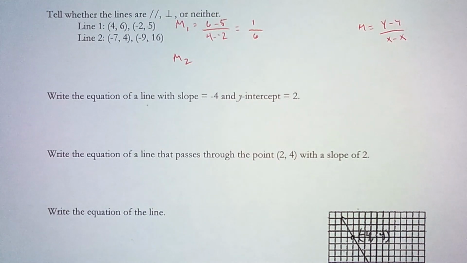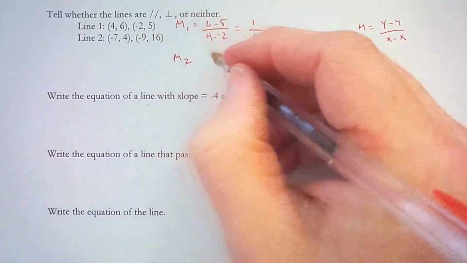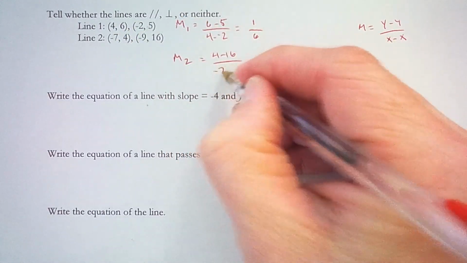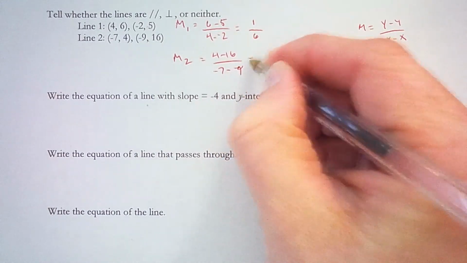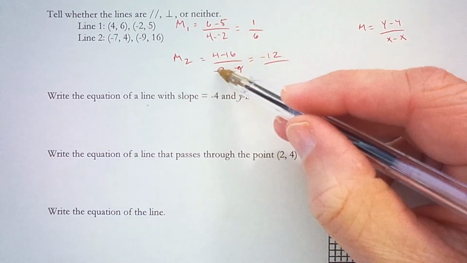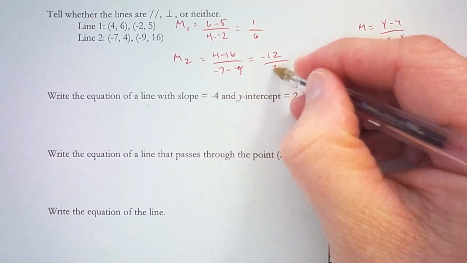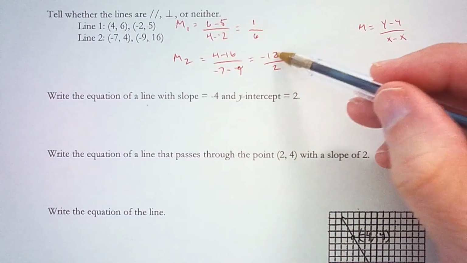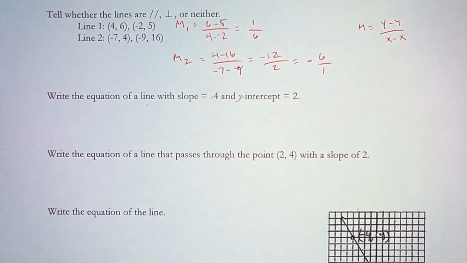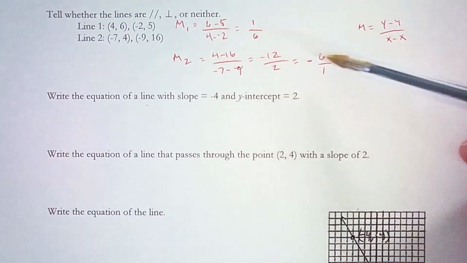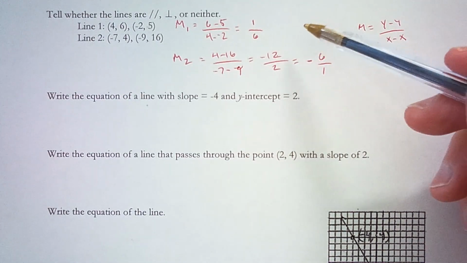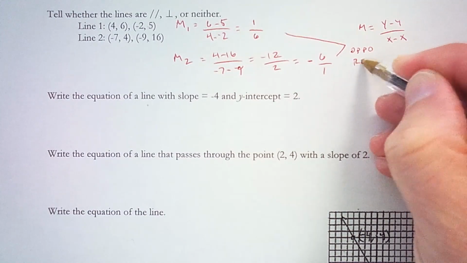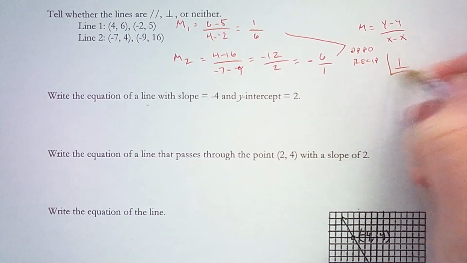For line 2, y minus y is 4 minus 16, and x minus x is negative 7 minus negative 9. 4 minus 16 is negative 12. Negative 7 minus negative, so that's plus 9, is 2. And this simplifies. Negative over positive is negative. And 2 goes into 12 6 times, and 2 goes into 2 1 time, so it's negative 6 over 1. These two slopes are opposite signs, and they are reciprocals. They are flipped. Okay, so because these two are opposite reciprocals, you would say that the two lines are perpendicular.